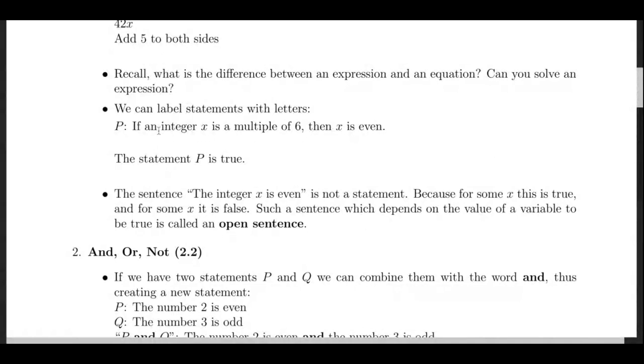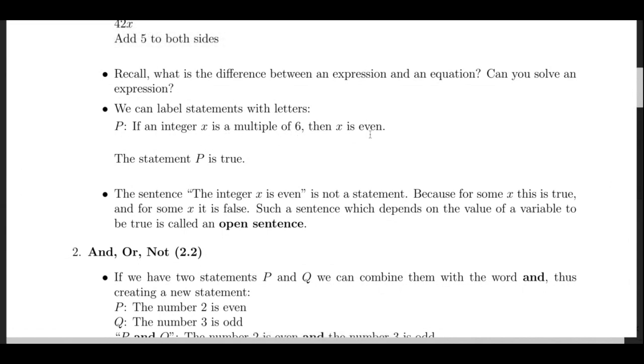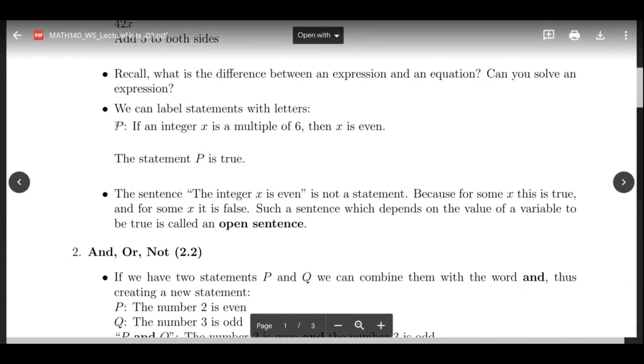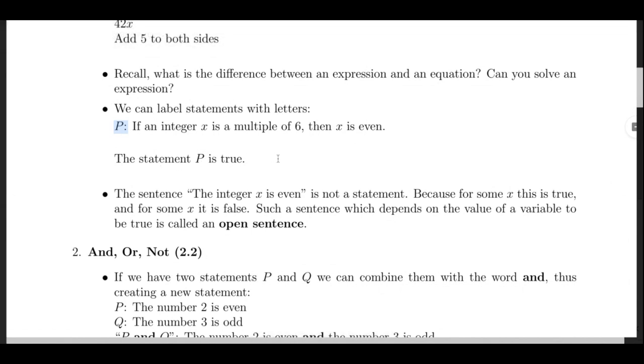Sometimes we want to label statements with letters. Let's see, this whole statement: if an integer x is a multiple of 6, then x is even. We may call this whole statement P. So P represents this whole statement. Then we can give a conclusion to say, okay, the statement P is true, because if a number is a multiple of 6, of course it's an even number, right? Because 6 is an even number.